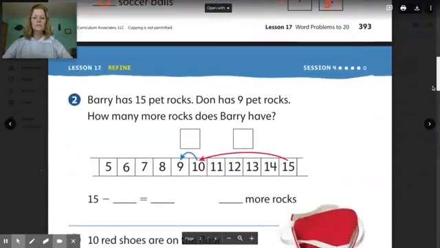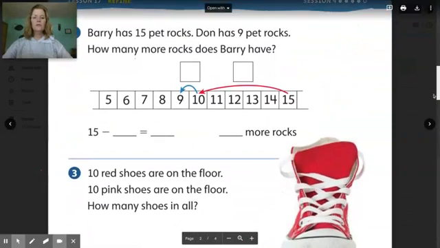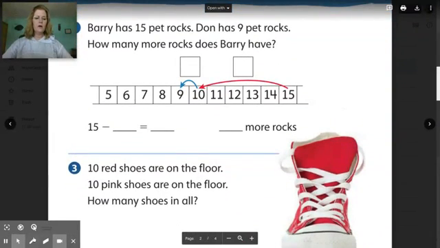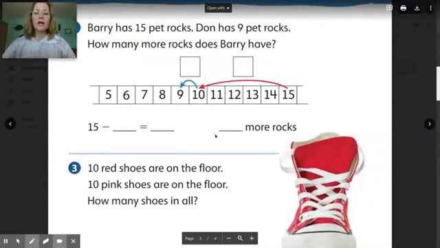Okay, minimizing my screen. Barry and Dawn and Pet Rocks. This is the new strategy that I was telling you about with a number path. So let's read about Barry and Dawn and rocks. Barry has 15 pet rocks. Oh, that's a lot. Barry has 15 pet rocks. Dawn has 9 pet rocks. How many more rocks does Barry have?